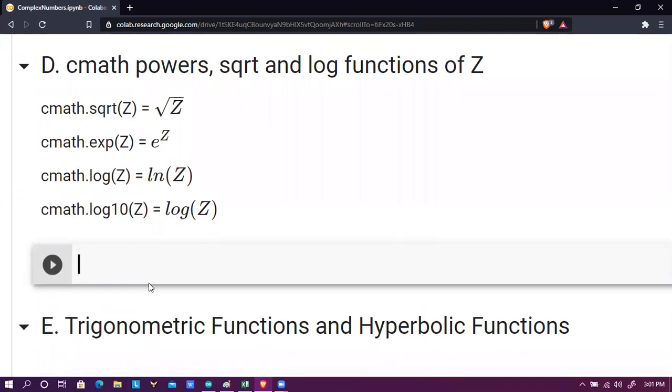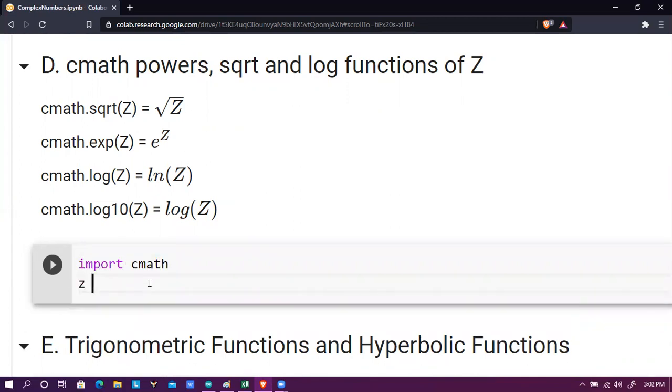All right, okay, now let's try. Let's demonstrate this one. Let's say I have here a complex number, but before that, we are going to import cmath. Now, don't forget this one. Let's say I have here the complex number, z.